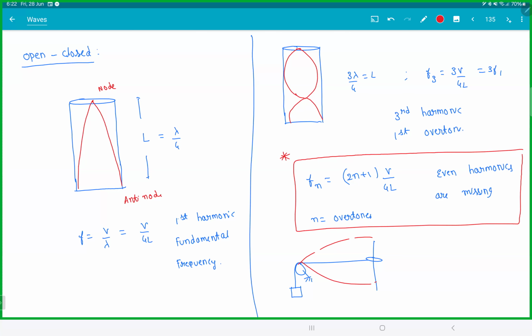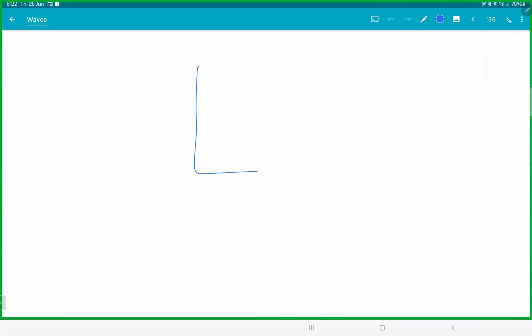The closed end at this point is fixed now, right? That particle can't move, right? It has to be a displacement node. What is the meaning of a node? It won't move. So it's a displacement node, it is a pressure antinode. And think of like this: when a wave is traveling, you're sending rarefactions and compressions. What are you exactly sending? You're sending molecules, right, which are compressing and coming.